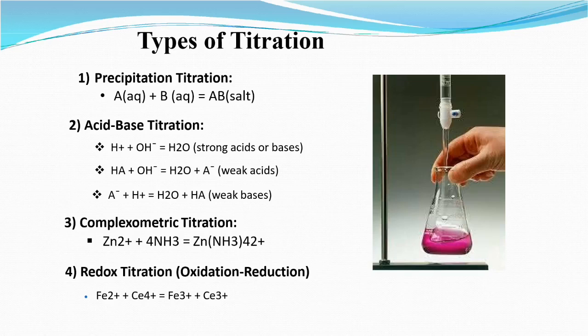Types of titration. Precipitation titration: here the titrant and analyte react together to form a salt, which is a solid formation. Then acid-base titration: acid and base form salt and water, as we popularly say, and sometimes we call it neutralization titration. Another one is complexometric titration, where the product is a complex. Redox titration, oxidation-reduction titration: here one is oxidized and the other one is reduced.